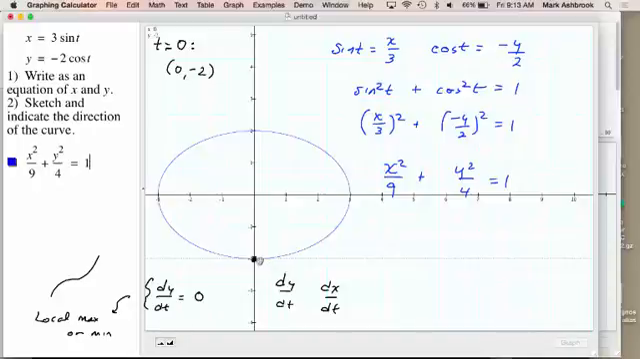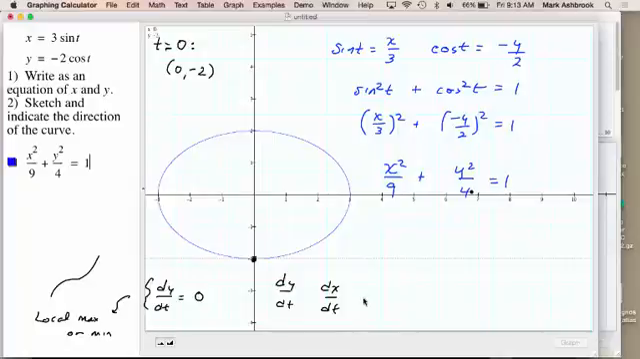Okay? What if the direction of the curve was counterclockwise? What would we expect about dx dt? If the direction of the curve was counterclockwise, yeah, exactly, dx dt would be positive, right? If it's going counterclockwise, we'd expect dx dt to be negative, because for a change in t, you get a negative change in x.